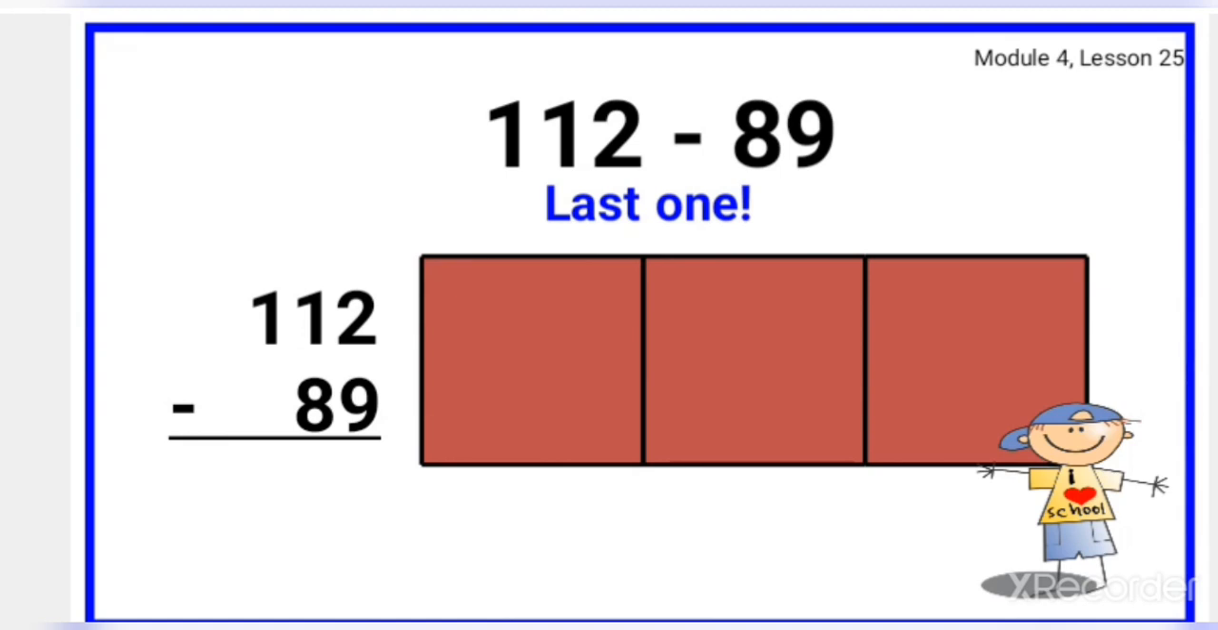I have nothing left in my tens, so I decompose again. Decompose 100 and bring the 100 to the 0 tens. It becomes 10 tens. 10 tens take away 8 tens gives me 2. So 112 minus 89 is 23.